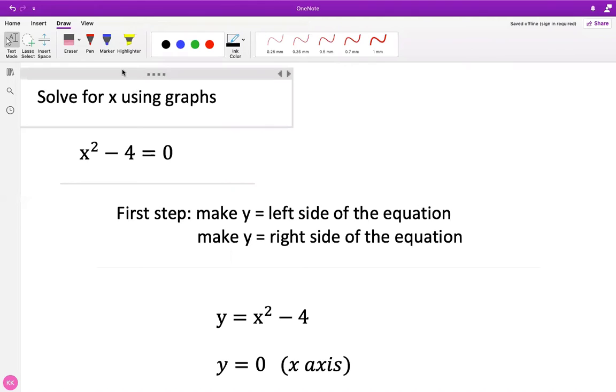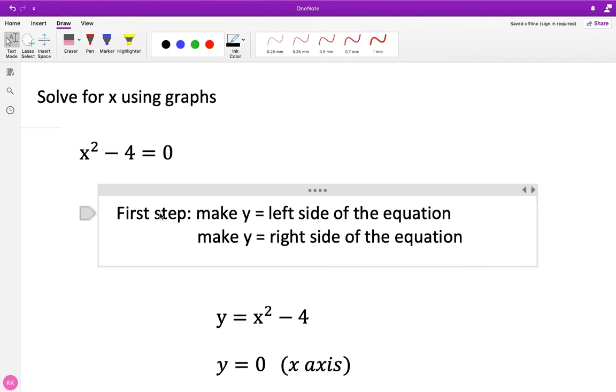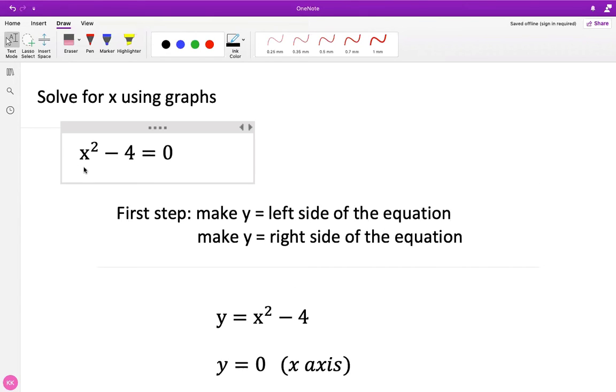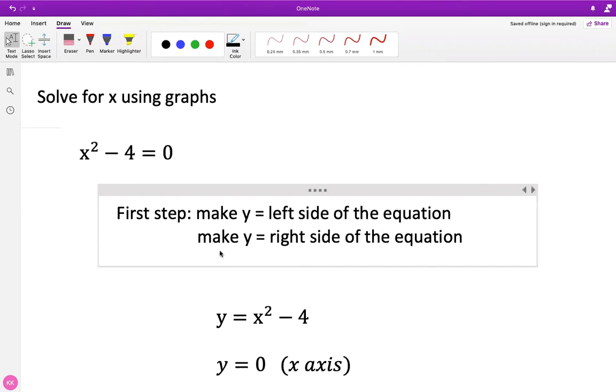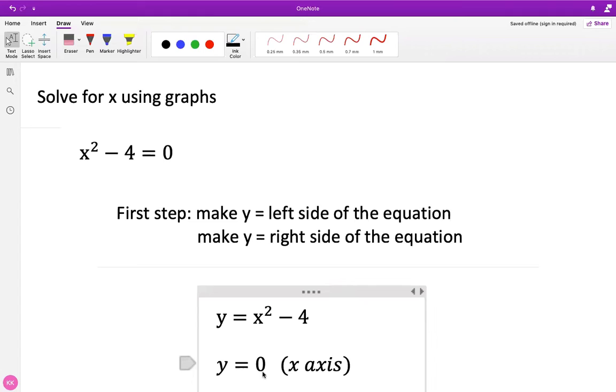Next, I want to do the first example, x squared minus 4 equals 0, and I'm going to solve for x. What you can do is always make y equal to the left side of the equation and y equal to the right side of the equation. The left side is x squared minus 4, so y equals x squared minus 4, and y equals the right side, so y equals 0. y equals 0 is the x-axis equation.